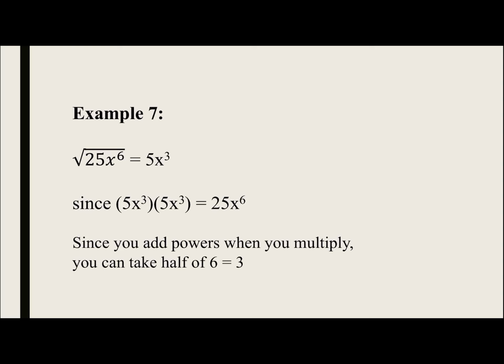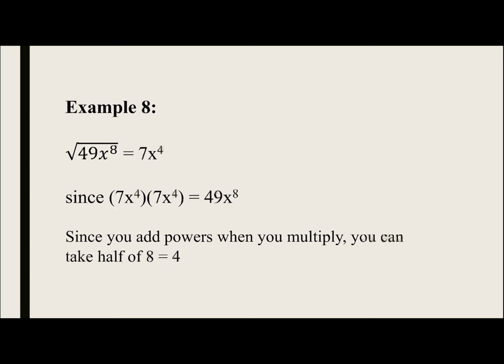Example 8. The square root of 49x to the 8th. The square root of 49 is 7, and half of 8 is 4. Let's check. 7x to the 4th times 7x to the 4th. 7 times 7, 49. The exponents add. 4 plus 4 is 8. Square root means that times itself equals what's inside. That's the end.